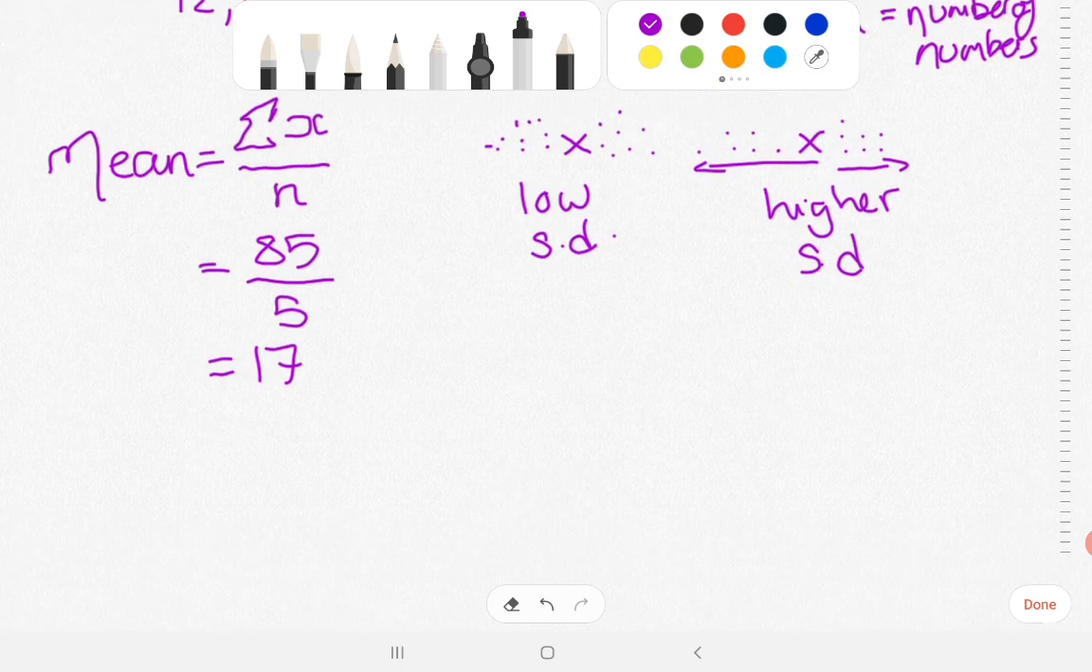Now the formula for standard deviation, in your exam paper, and when we start to look at Nat 5 exam papers very soon, you've maybe already had a look at them. Remember, we've pretty much done a third of the course already.